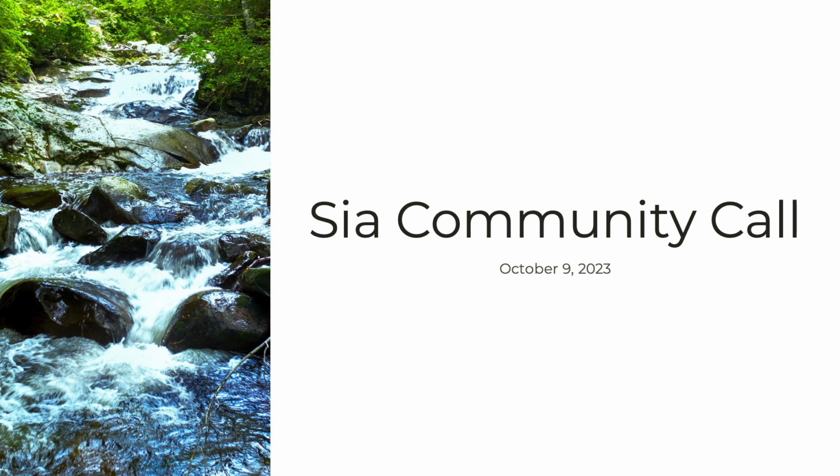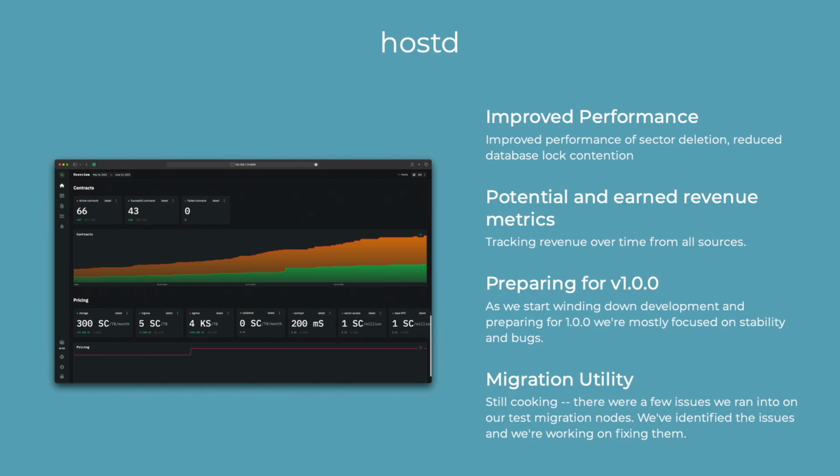So we're going to start off with development and development of Hosty. We are starting to wrap up our initial stable release for Hosty. We expect V1 to be ready for release very soon. This month, we added potential and earned revenue metrics so that hosts can track their revenue from all the different sources over time. We also planned to release a migration utility last week, but we did miss our target for that. We found issues when migrating a couple of our test nodes, especially the larger ones, so we're going to leave that to cook for a little bit before we release it fully.